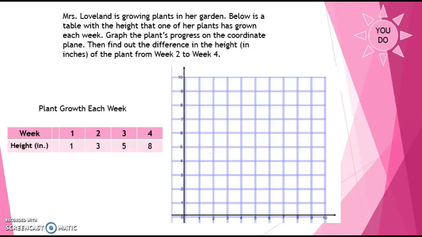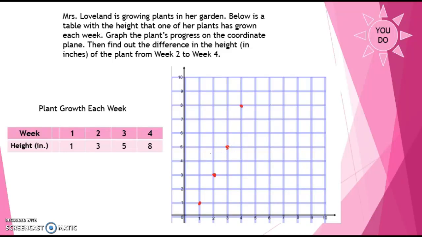Okay, we're back. So let's go ahead and check how we did. So week 1, our height of the plant was 1 inch. Week 2, our height of the plant was 3 inches. Week 3, our height of the plant was 5 inches. And week 4, the height of Miss Loveland's plant was 8 inches. Okay, so that's where you would have plotted your points.